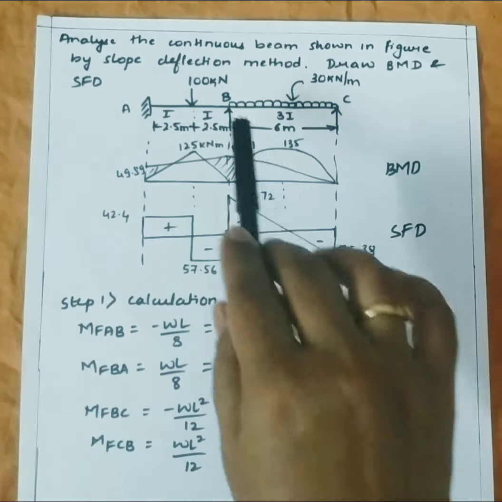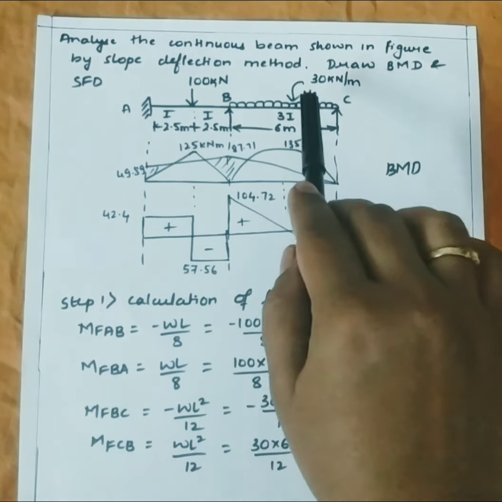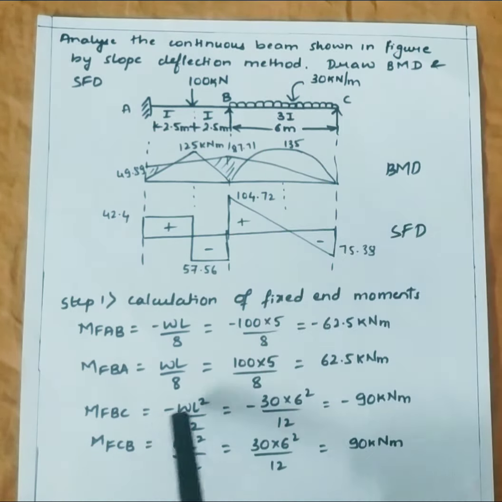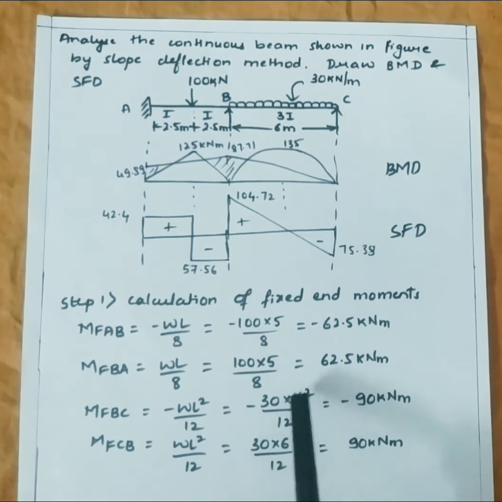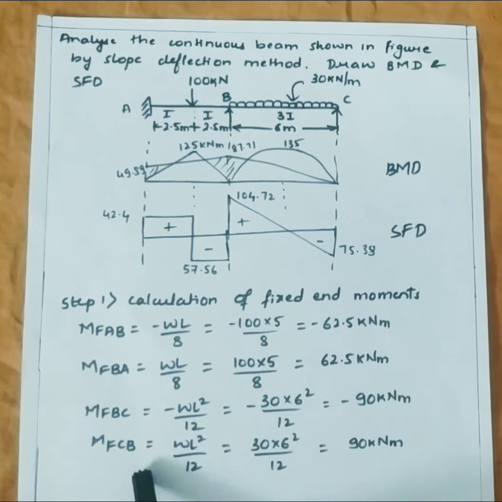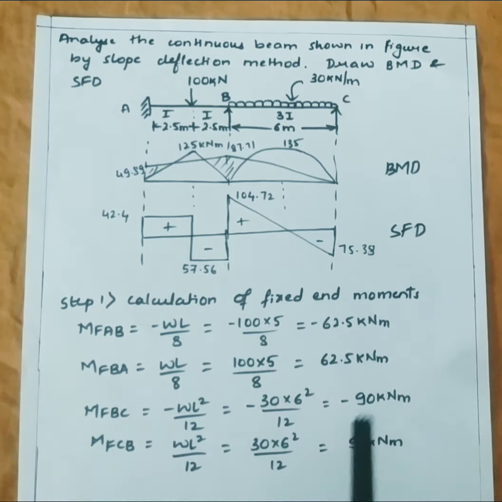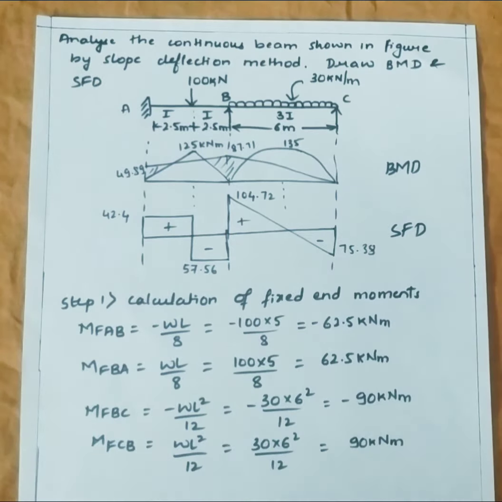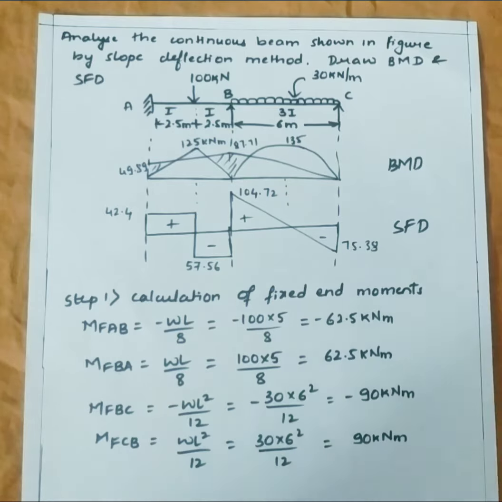Then MFBC equal to, there is UDL here, so minus WL square by 12, minus 30 into 6 square by 12, that is minus 90 kilonewton meter, and MFCB plus WL square by 12, so 90 kilonewton meter. So this is the first step while solving the continuous beam using slope deflection method.